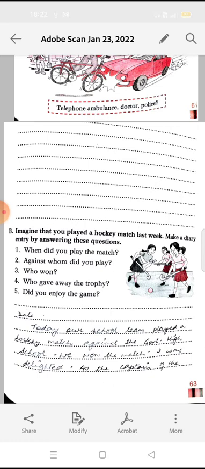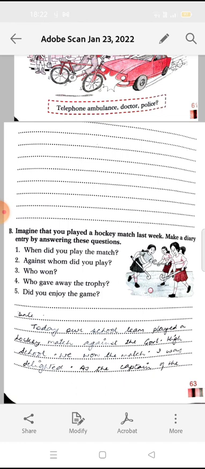Did you enjoy the game? Of course, I enjoyed the game a lot. And I was so thrilled getting the prize, or getting the trophy from the chief guest. And it was given in front of the whole school. So I was feeling very delighted and excited. So this way we write.